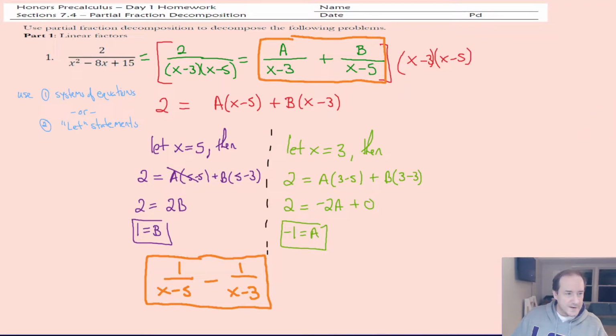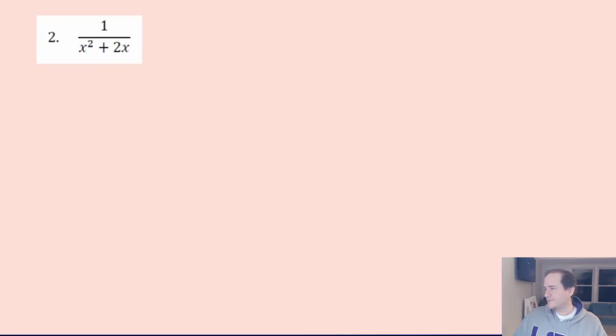Okay, let's move on. After doing number 1, I'm going to try to move faster now, because now you guys get the gist of it. So here goes. Okay, so for number 2.